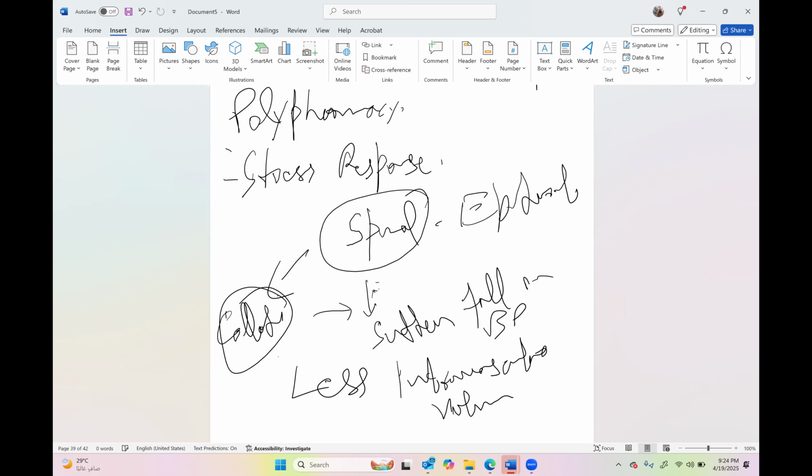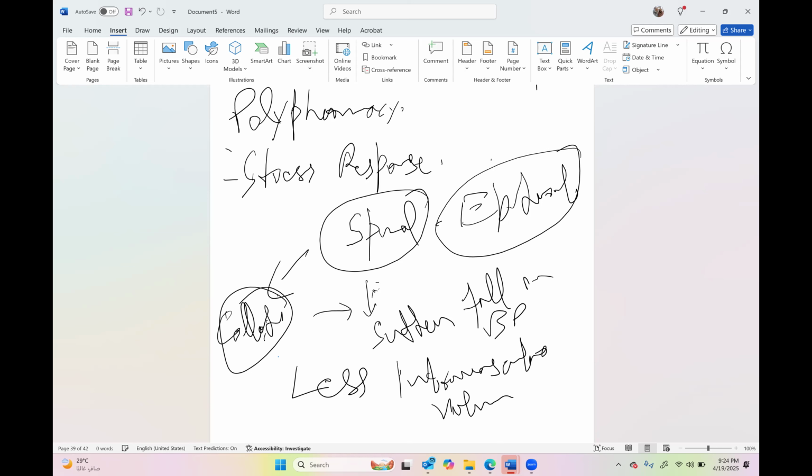Because especially in this scenario, there are leaky capillaries. So there may be chances of the patient going into pulmonary edema. So colloids may be a better choice, or you can consider giving colloids.